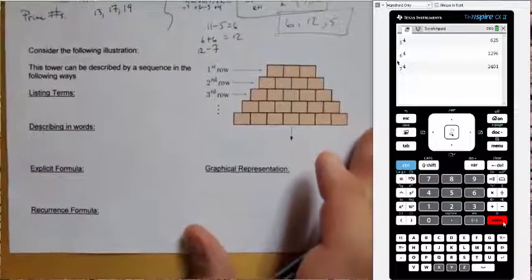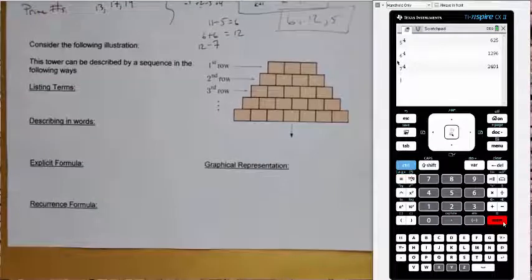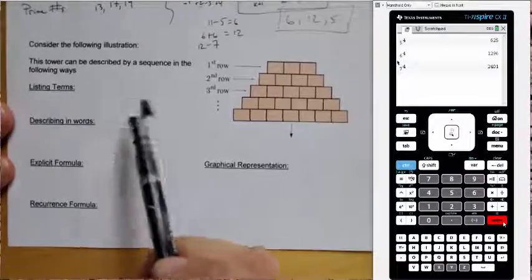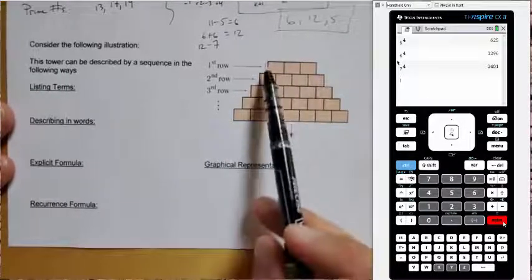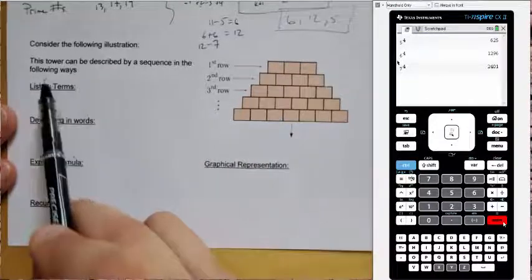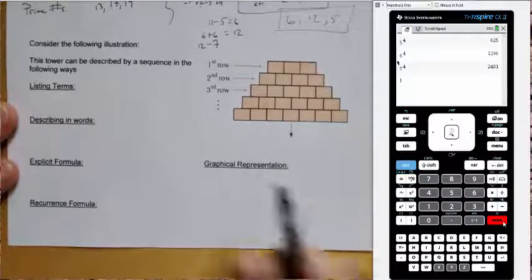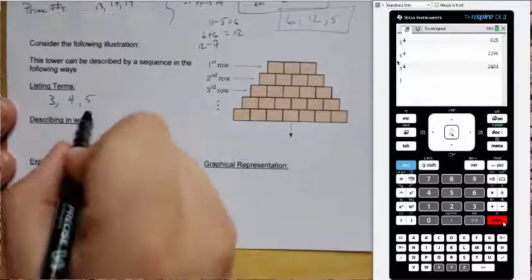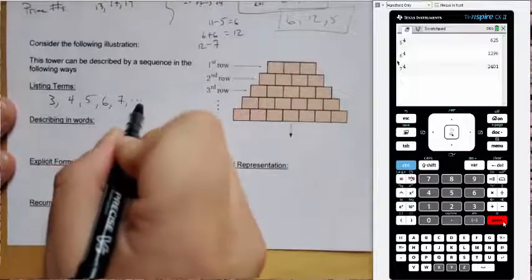We should be able to illustrate sequences in other ways. Here's a list of various things you can do to describe a sequence. Again, some are profound, some really aren't. It's just a review of things that you've hopefully seen in the past. Maybe the easiest way to list a sequence is to just list all the terms. If a sequence is built by building a pyramid, starting at the top row and then going down, and each value is the number of bricks in the row, then the terms of the sequence are clearly 3, then 4, then 5, then 6, then 7, and so on and so forth.